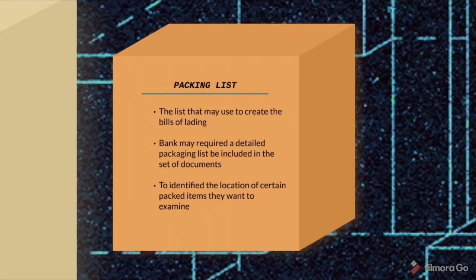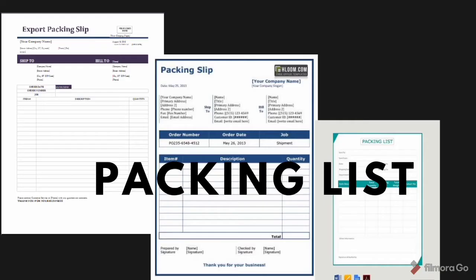Okay, the freight forwarder may use this type of information to create the bills of lading for the shipment. The bank may require a detailed packing list to be included in the set of documents. Then the packing list is to identify the location of certain packed items that they want to examine.